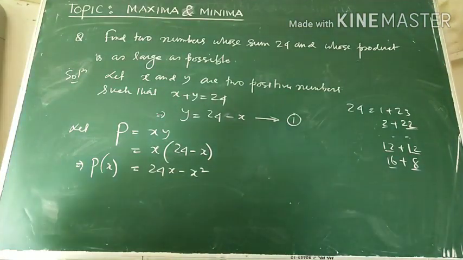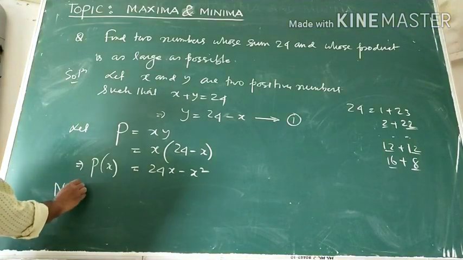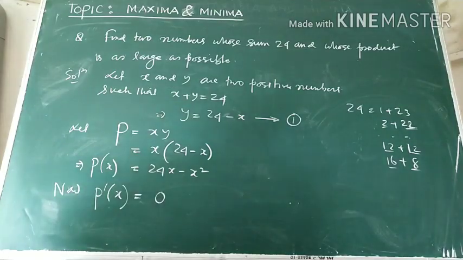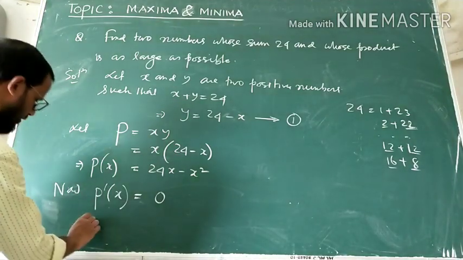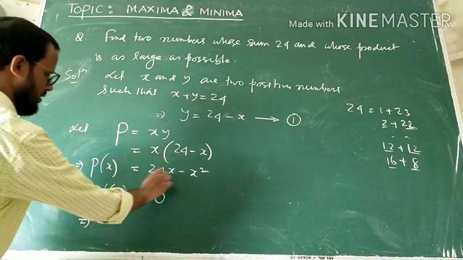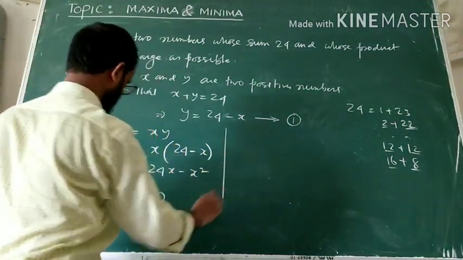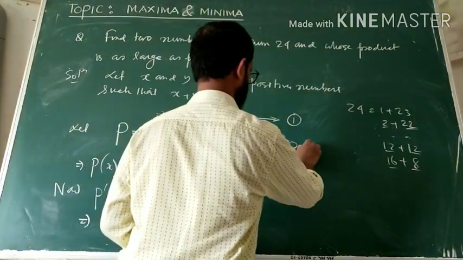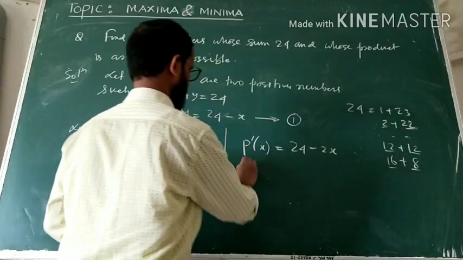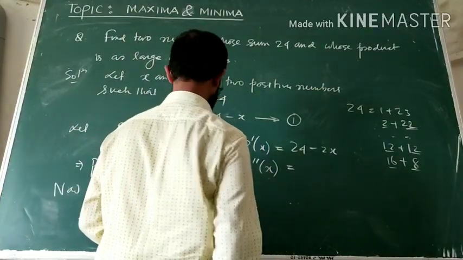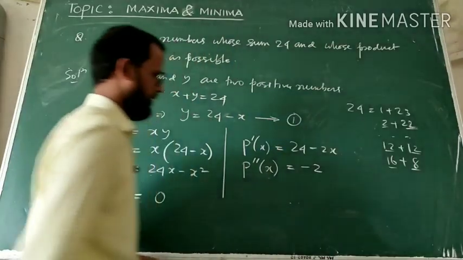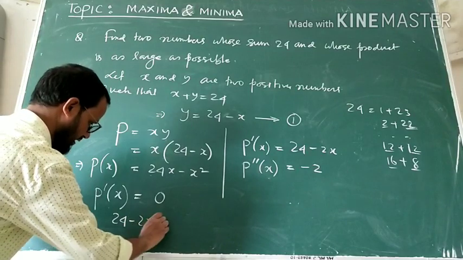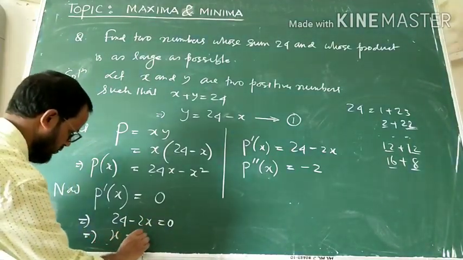To get maximum, what to do? Now you have to find p dash x. Putting p dash x equal to 0. Okay. What is the p dash x? वो हमें थोड़ा एक काम करो. P dash x निकाल के रखो. P dash x is equal to 24 minus 2x. P double dash x equal to minus 2. Okay. So p dash x equal to 0 implies 24 minus 2x is equal to 0 implies x is equal to 12.